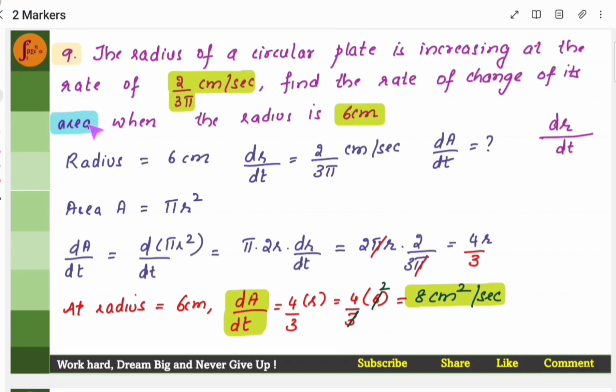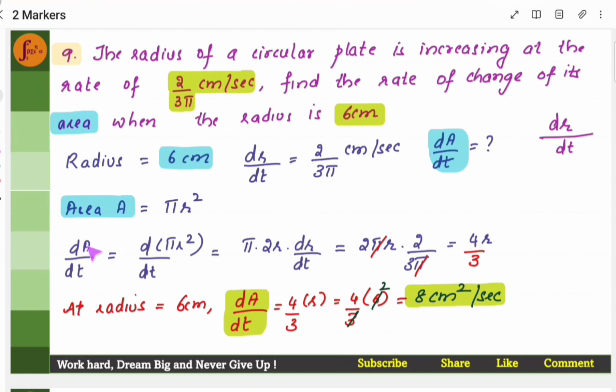Let's assume area is A. So you'll have to find dA by dt. They've given dr by dt. We have to find dA by dt. And they have given radius as 6 centimeter. So we'll have to take the area formula because we have to find dA by dt, which means I need to get the area formula. Area of a circle is pi r square.